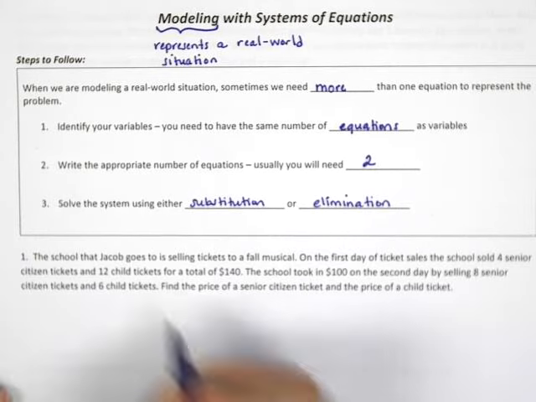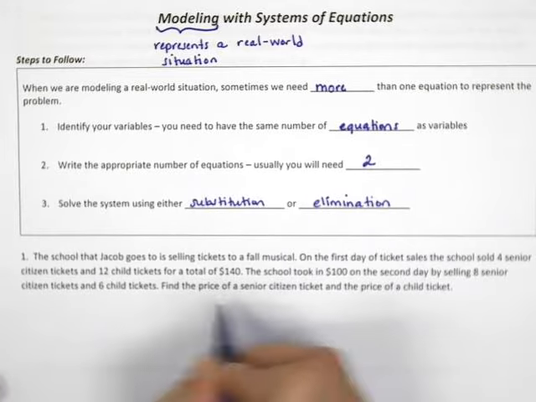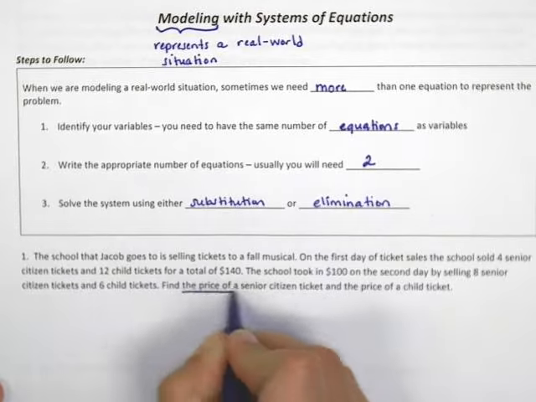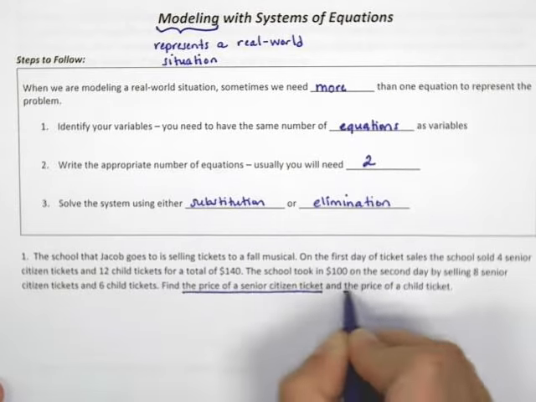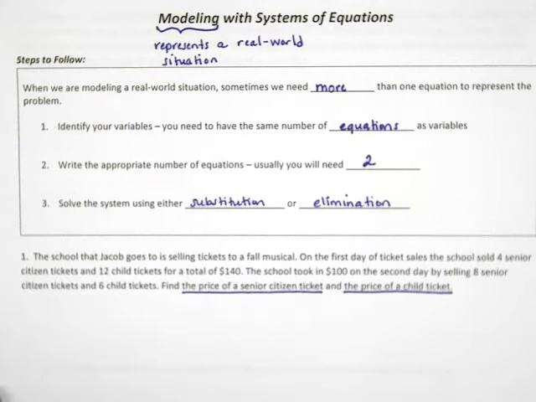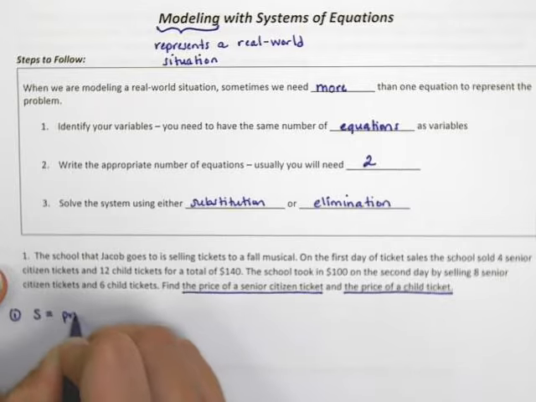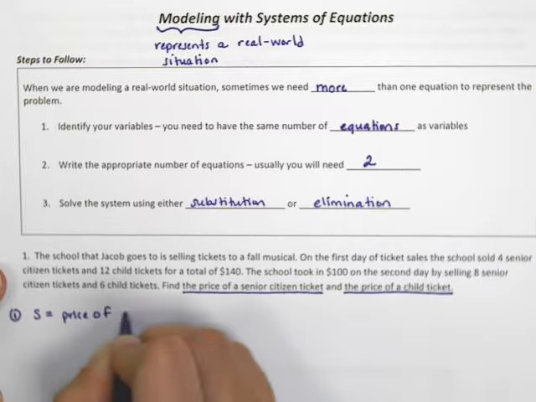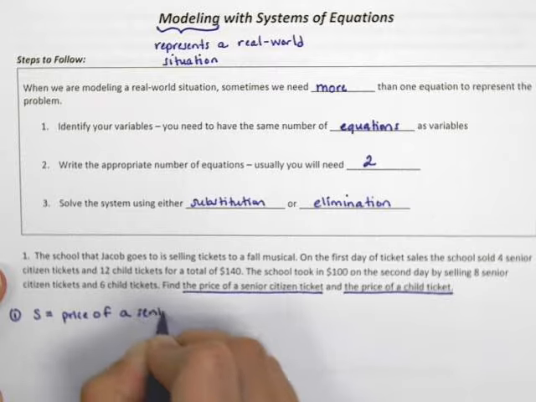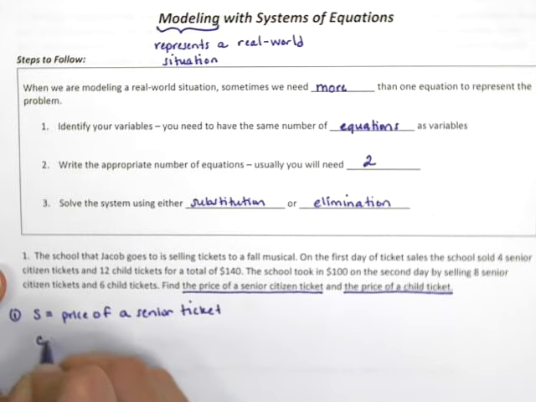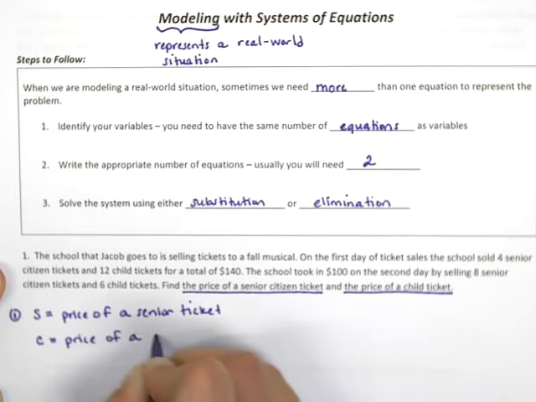When I read the last sentence here, which is really the question, I can identify two pieces of missing information. I want to know the price of a senior citizen ticket, and I want to know the price of a child ticket. So step 1 is going to be to say, okay, I'm going to let S equal the price of a senior citizen ticket, and I'm going to let C equal the price of a child ticket.